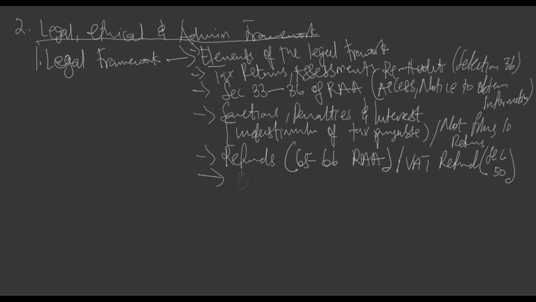So let's still put it under the legal framework, which is official secrecy. When you come across any taxpayer information, you have to keep it secret. This official secrecy is basically confidentiality, which can be found under Section 7 of the Revenue Administration Act. So that is official secrecy.